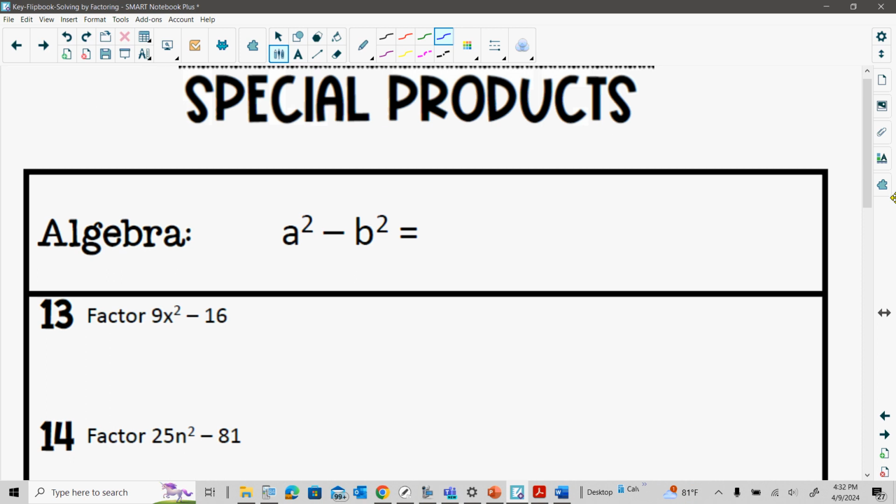All right, so for this next tab, we're going to talk about special products. And the one we're going to really focus on is this first one. And this first one, I'm just going to add a little note here. It's called difference of squares. Perfect squares, but we use "squares" as just an abbreviation. Difference of perfect squares.